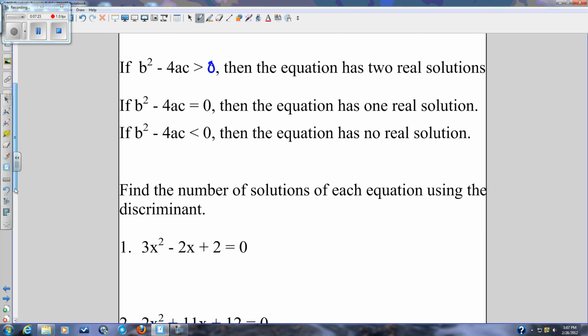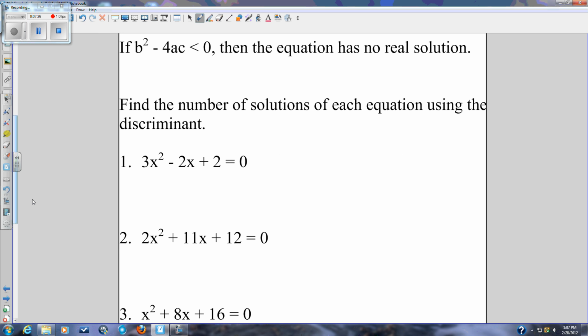So what we want to do in these problems is find the number of solutions of each equation just using the discriminant. So in this first one, 3x squared minus 2x plus 2 equals 0. A is 3, B is negative 2, and C is positive 2. So let's use b squared minus 4ac for all of these. So we're going to have negative 2 squared minus 4 times 3 times 2.